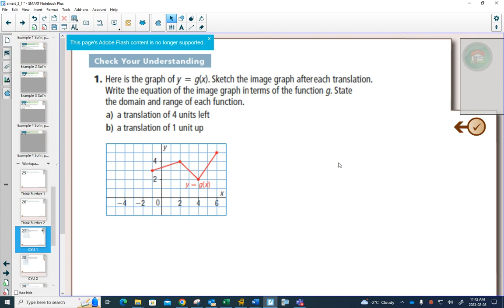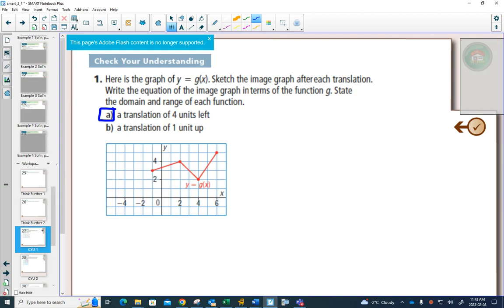So what we want to do in A, and again, I will color code here, I will do A in blue. We want to take this graph and sketch it after each translation, 4 units to the left, write an equation in terms of the function g, and state the domain and range for each function.